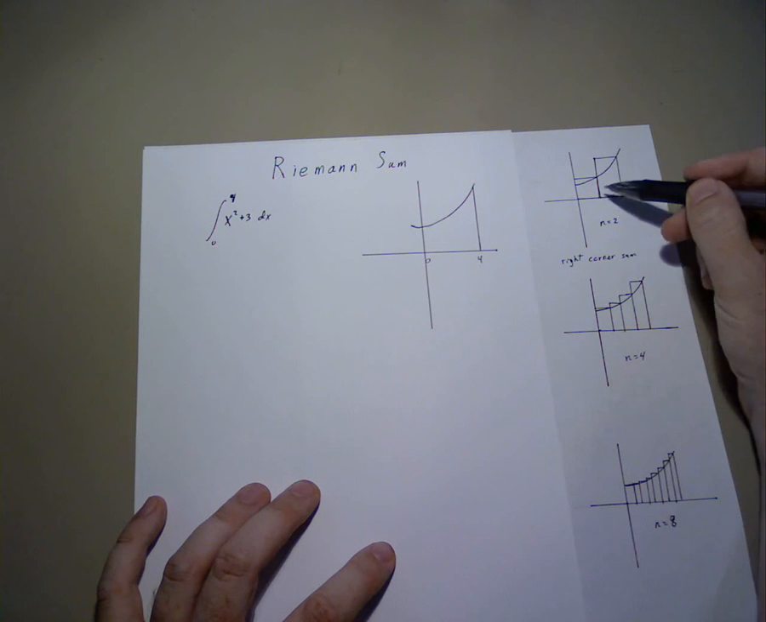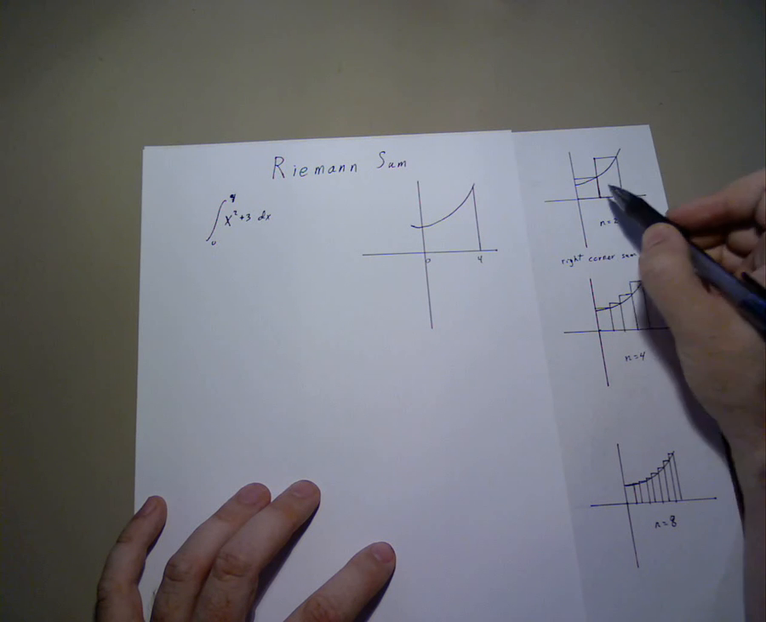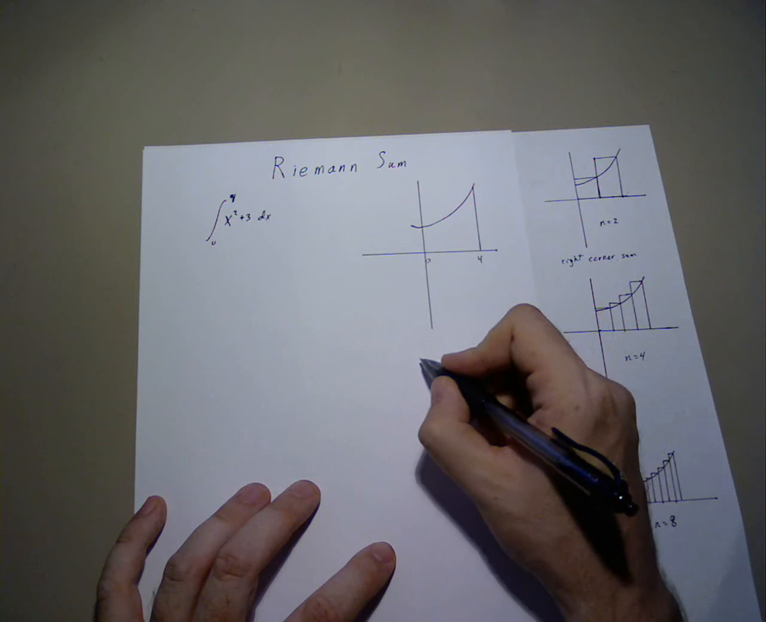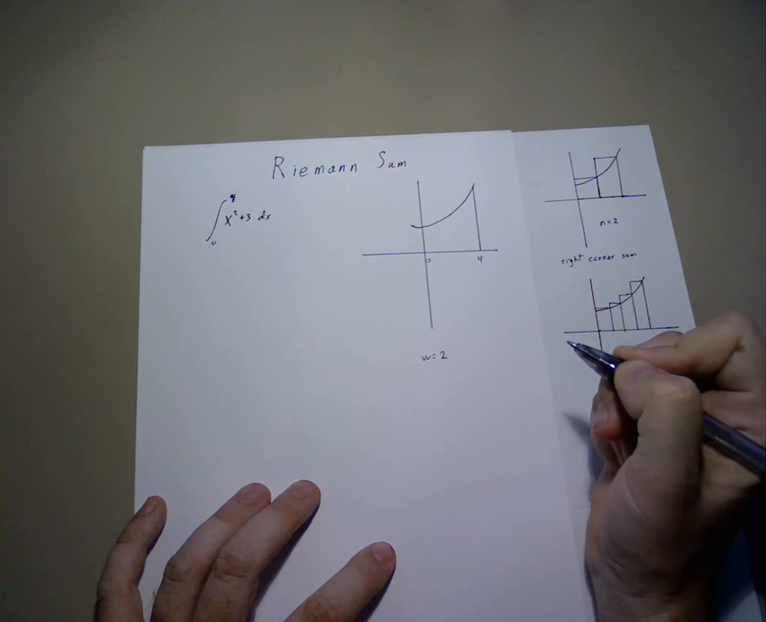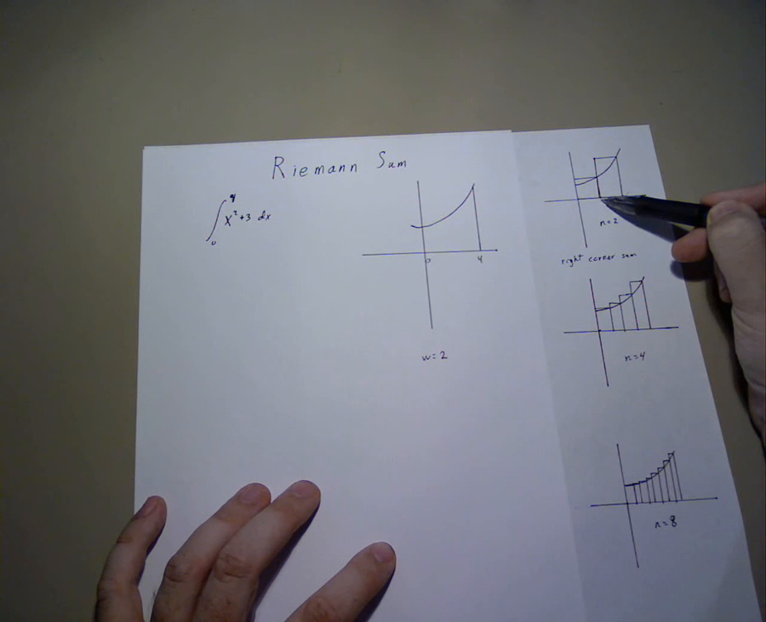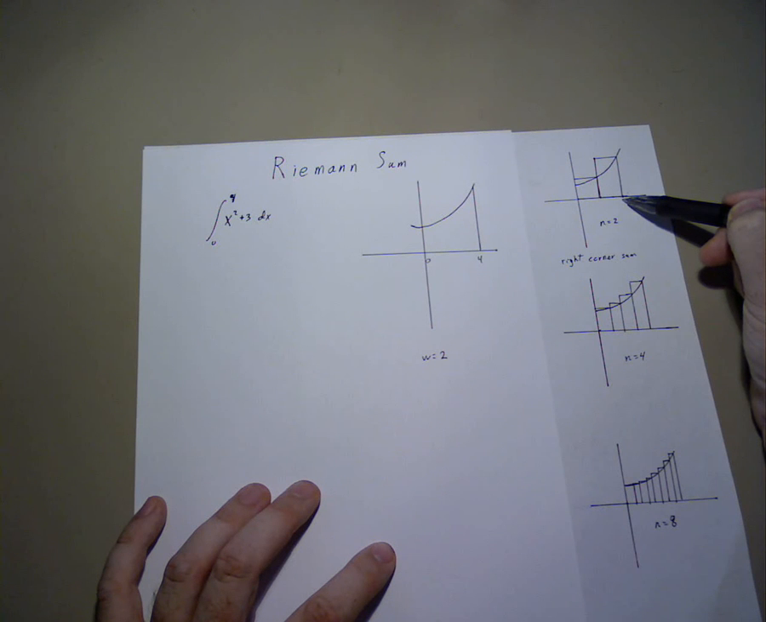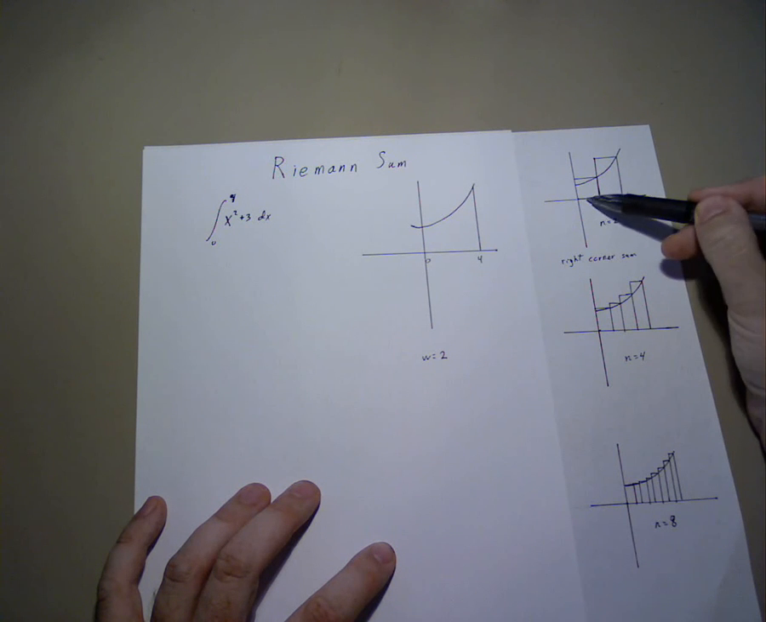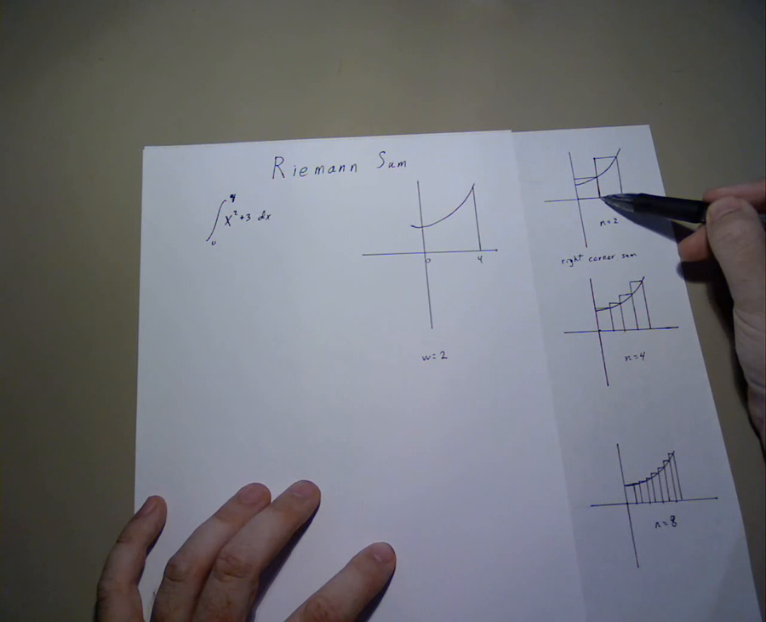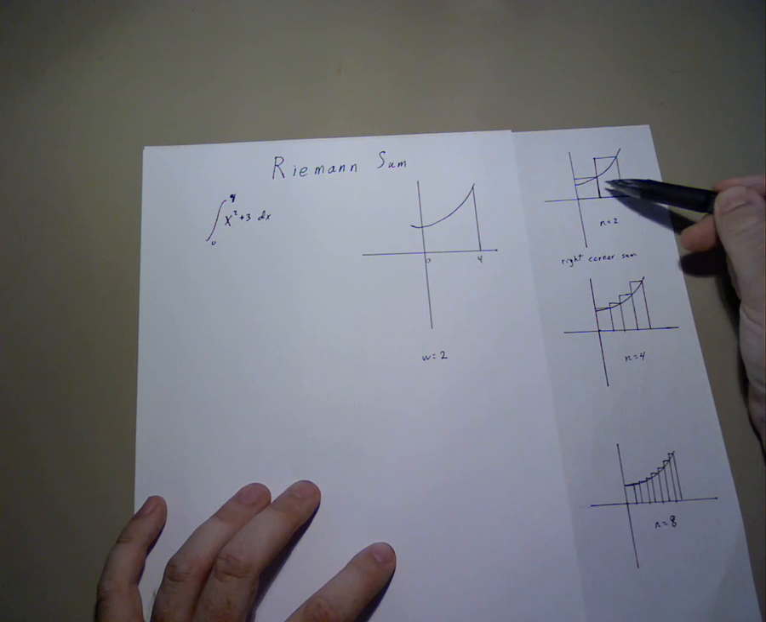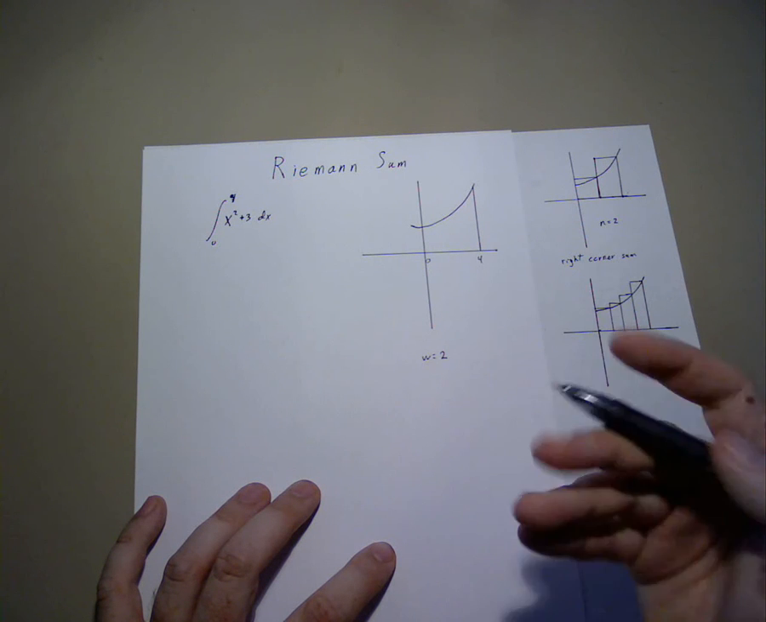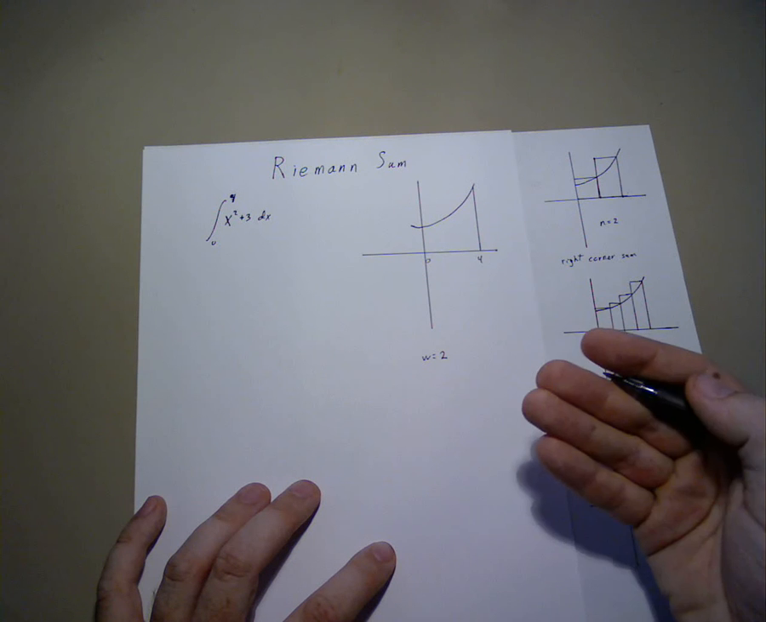To find this, we need to find the width of the rectangles, and since we have 2 and they go from 0 to 4, that's going to be a width of 2. The x value right here will be 2, and here it will be 4, because these are equal subdivisions. So we put x equals 2 and x equals 4 into our function for the height, because base times height is equal to the area of a rectangle.